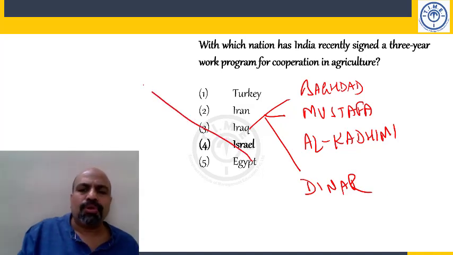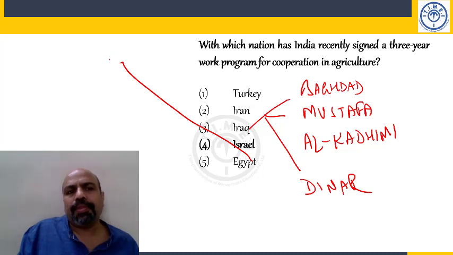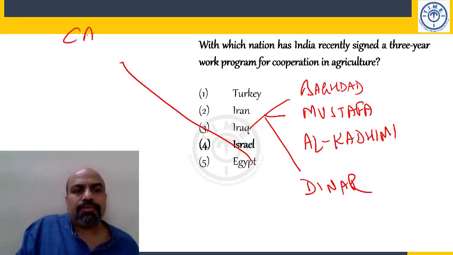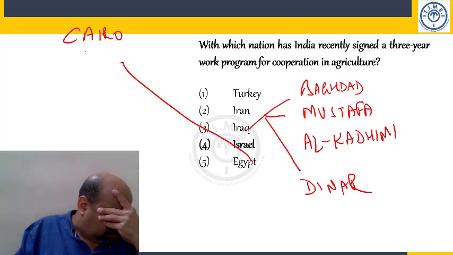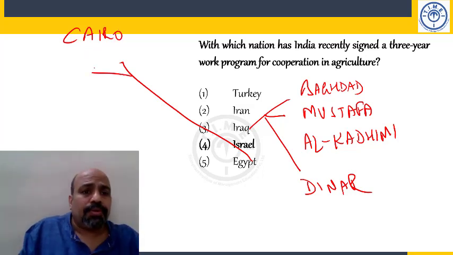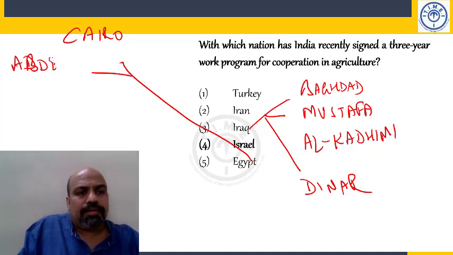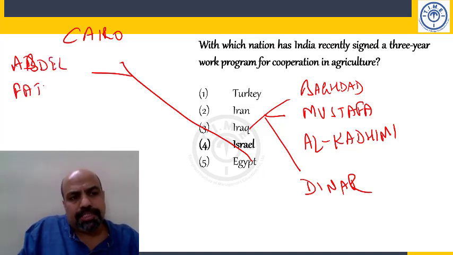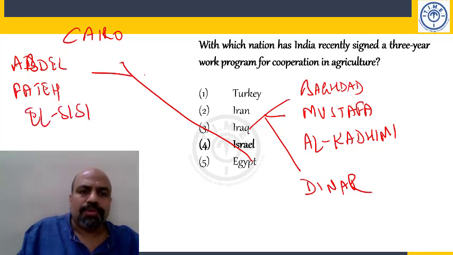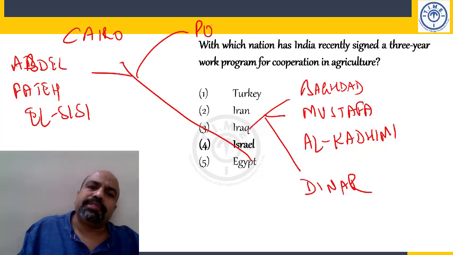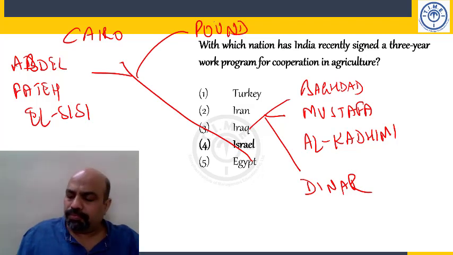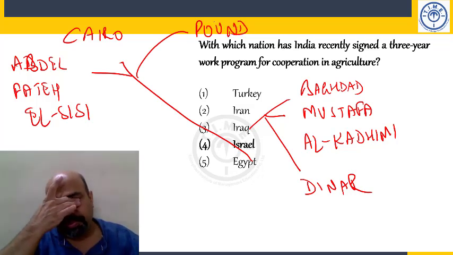I think about Egypt, you know, but anyway, let me tell you. Capital is Cairo. The president is Abdel Fattah al-Sisi. And the currency is pound, Egyptian pound.